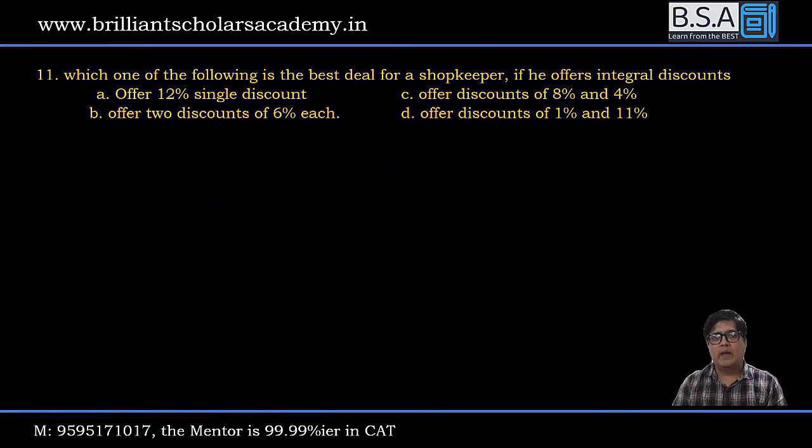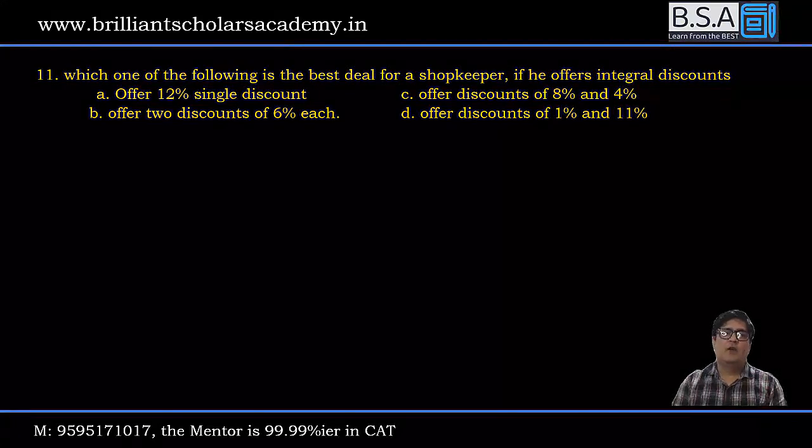Which one of the following is the best deal for a shopkeeper if he offers integral discounts? 12% single discount is good for the shopkeeper. Discount of 8% and 4% is good for the shopkeeper. 2 discounts of 6% each are good for shopkeeper. Or a discount of 1% and 11% is good for shopkeeper. What does he offer? He offers always integral discounts. He cannot offer a discount of 0.5%, 0.3%. Discount must be integer. Which is best? Take 1 minute.